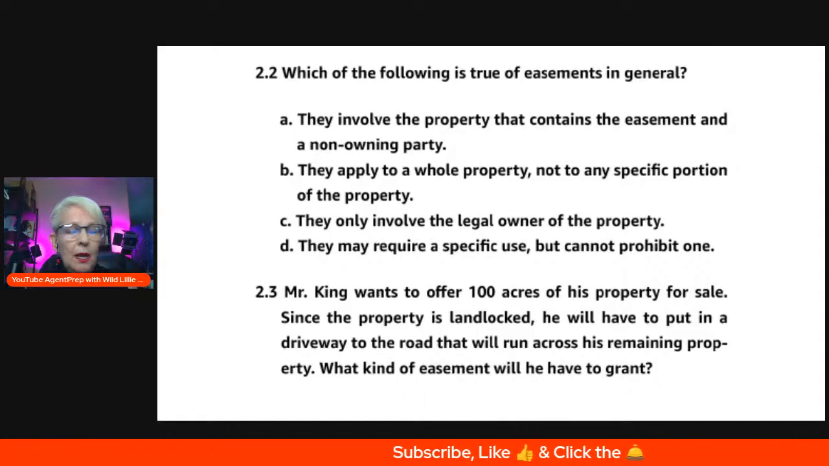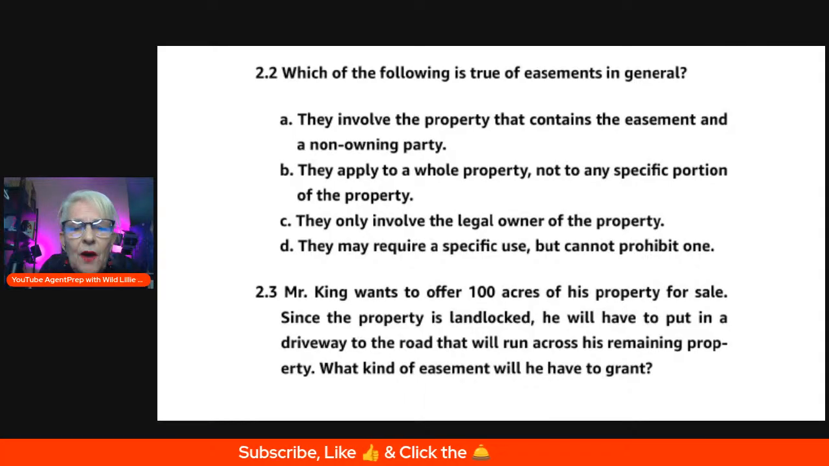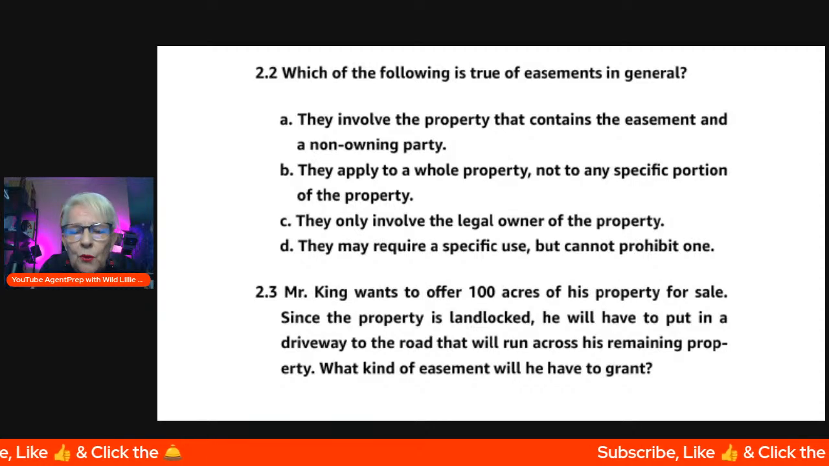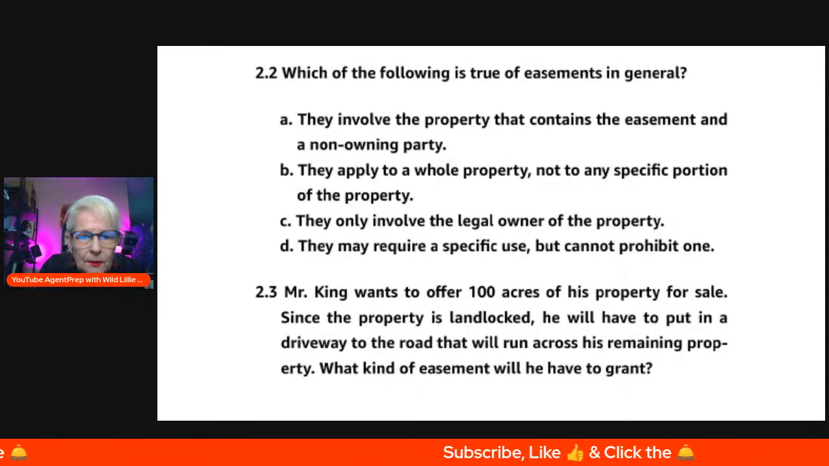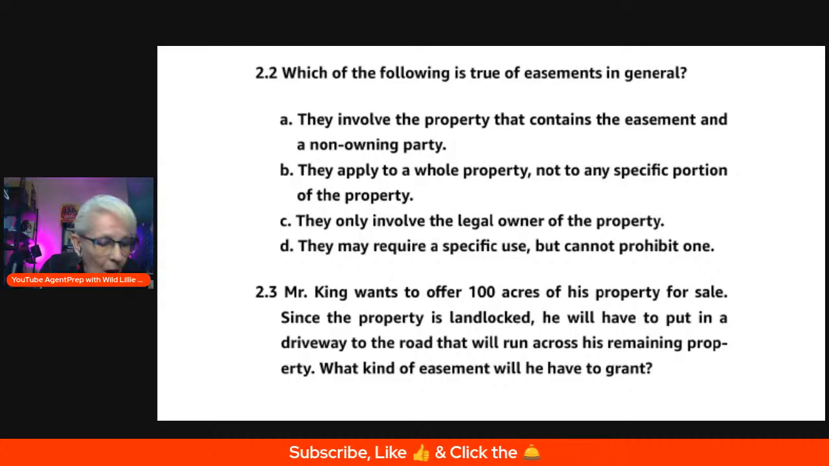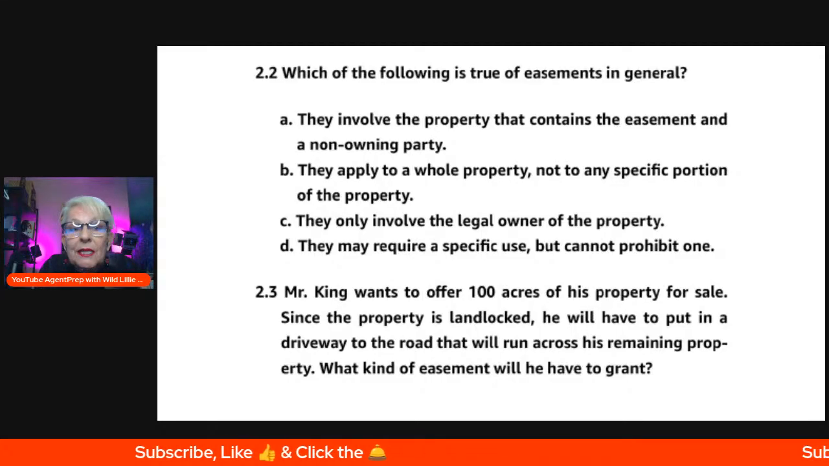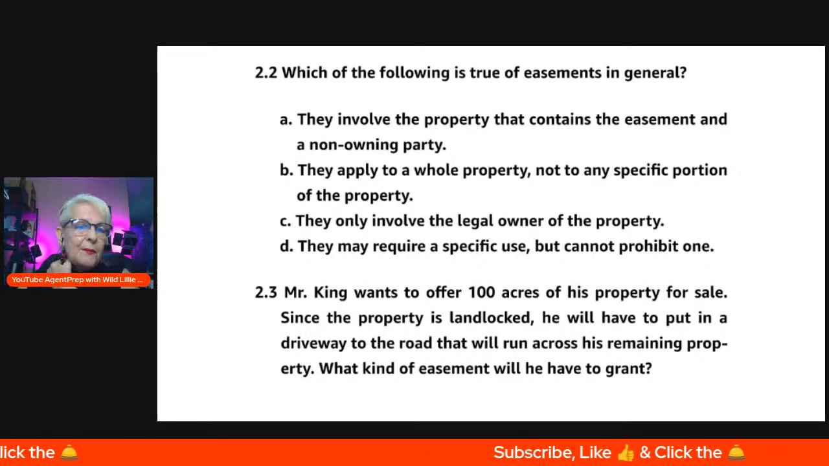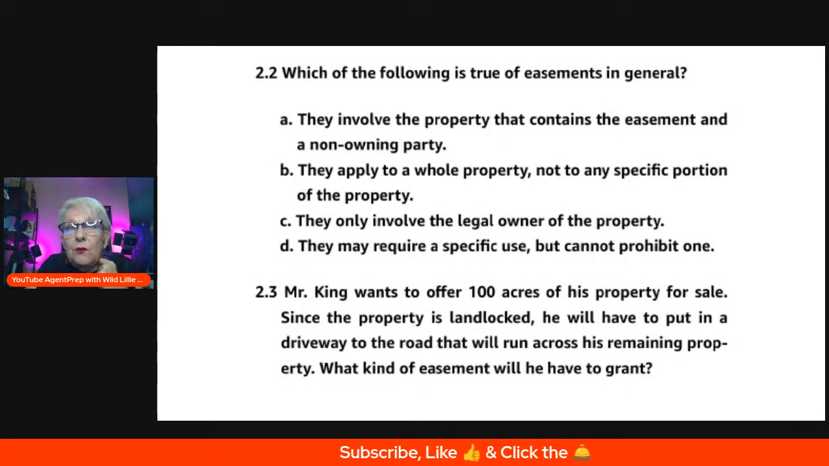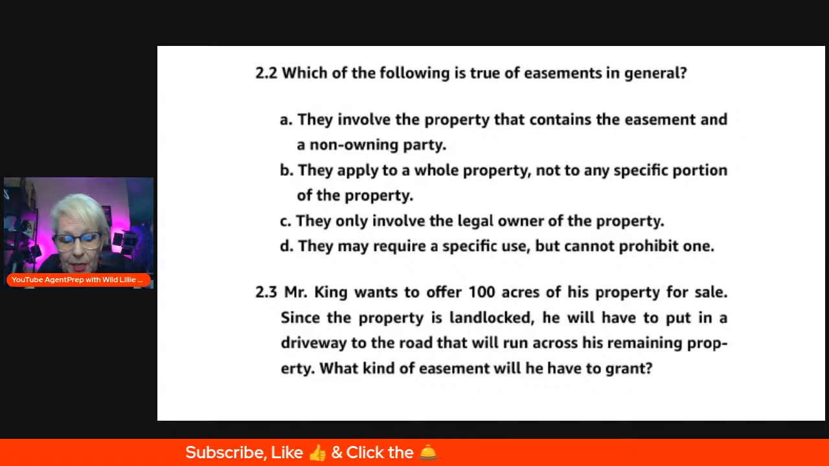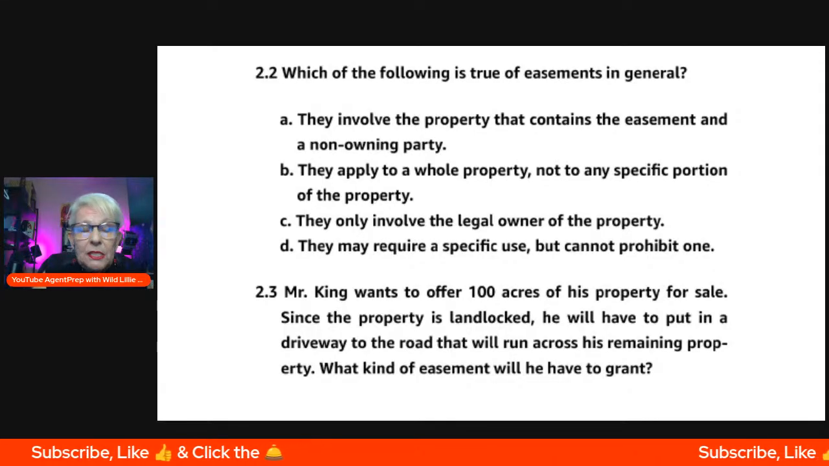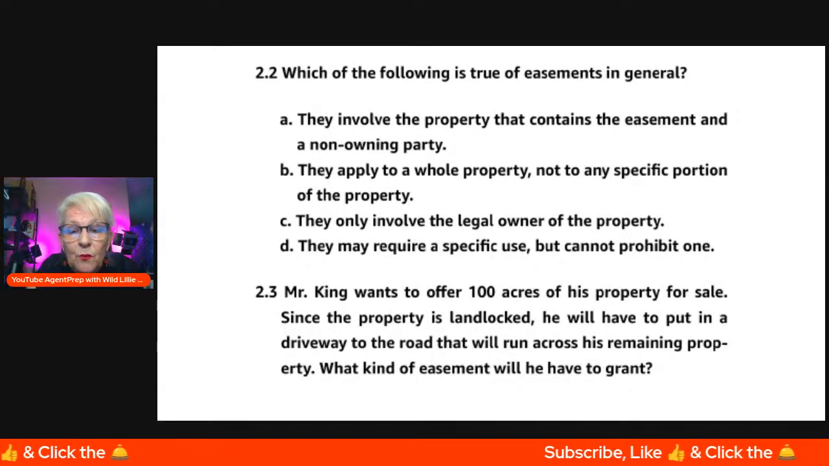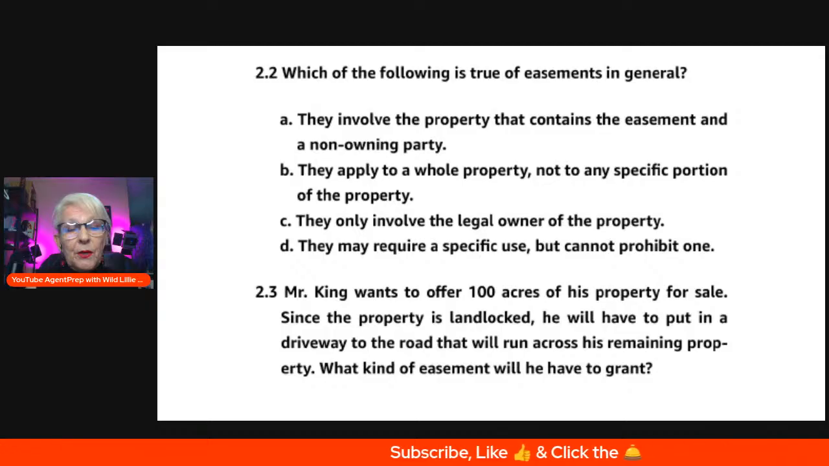The answer here is 2. They involve the property that contains the easement and a non-owning party. The non-owning party could be considered the dominant party. You have a survey of the easement, and in order to transfer with the property, it needs to be recorded. If it's not recorded, then when a property is sold, that easement is deleted, it erases.